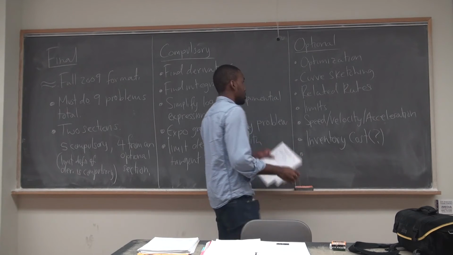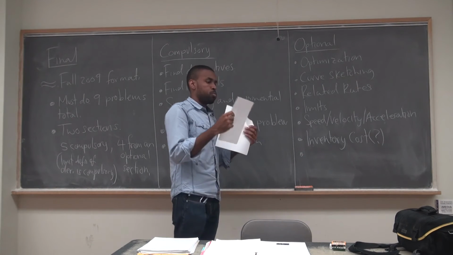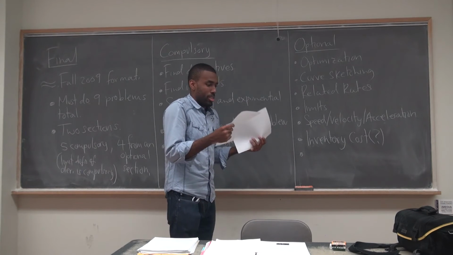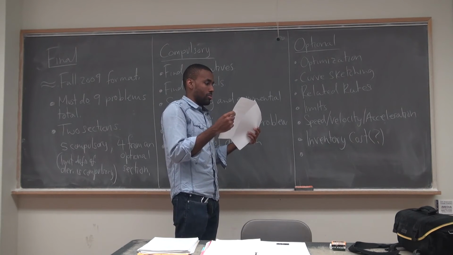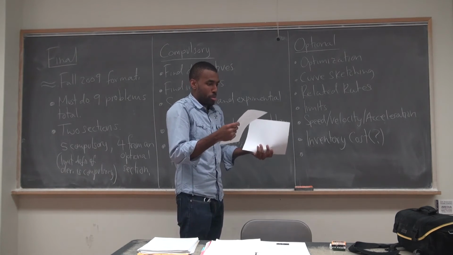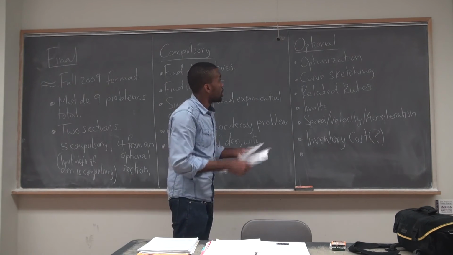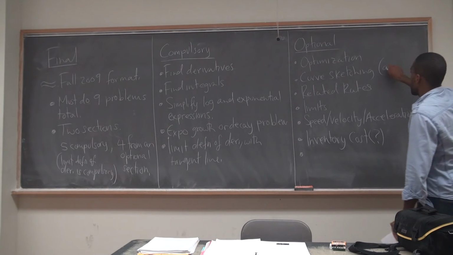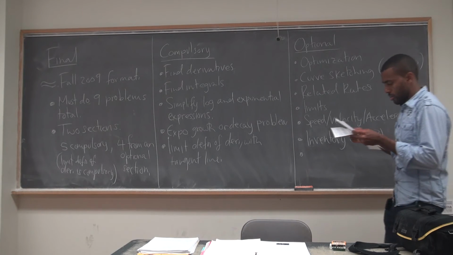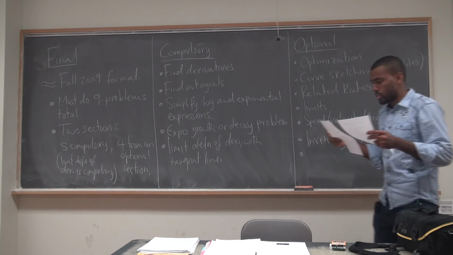You don't need any more than 10 minutes. The optional section is usually all word problems. Oh, curve sketching, the ones with asymptotes. Make sure you practice the ones from the handout. I don't think many of those are on the final, so make sure you know how to find vertical and horizontal asymptotes.